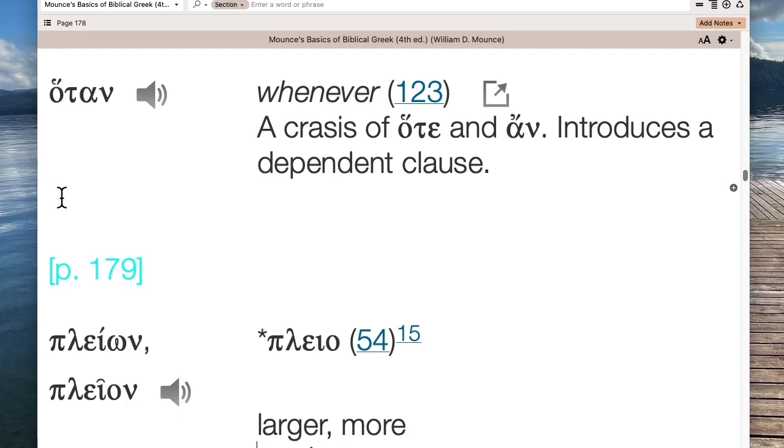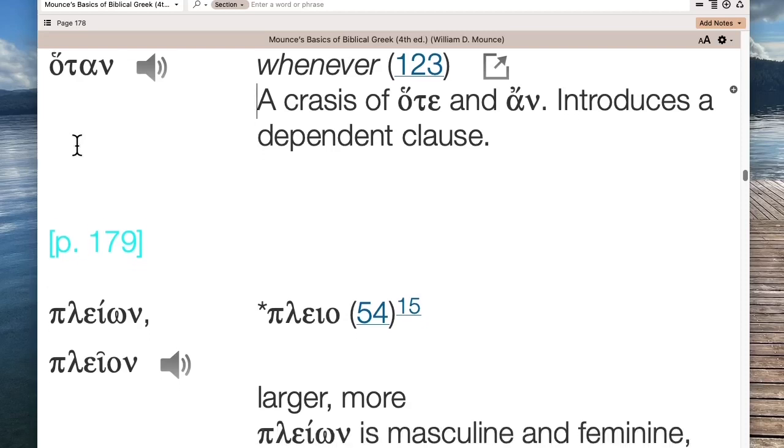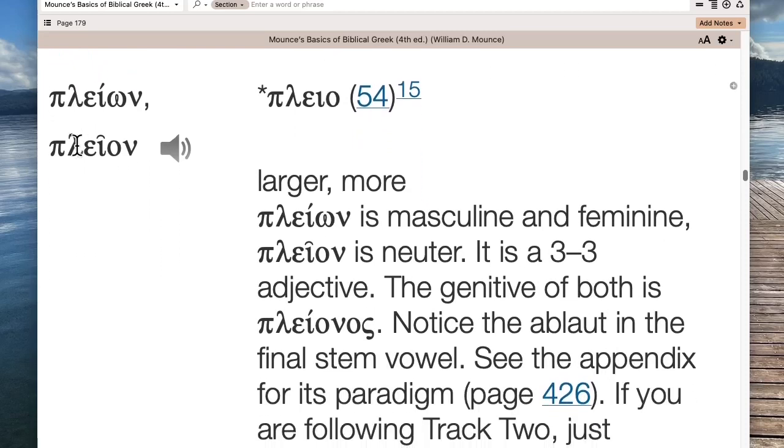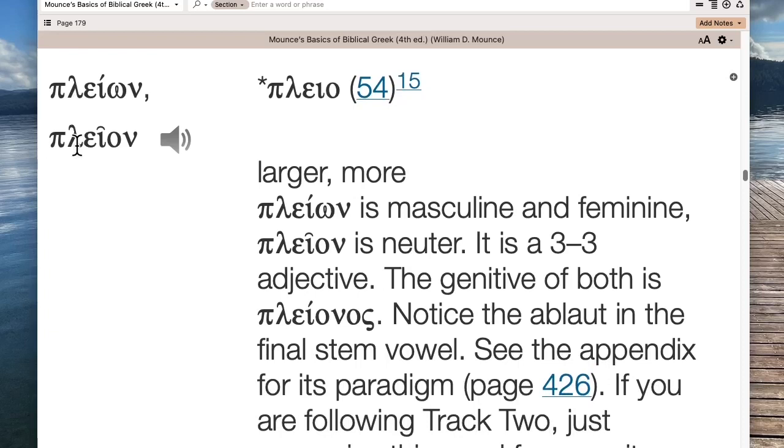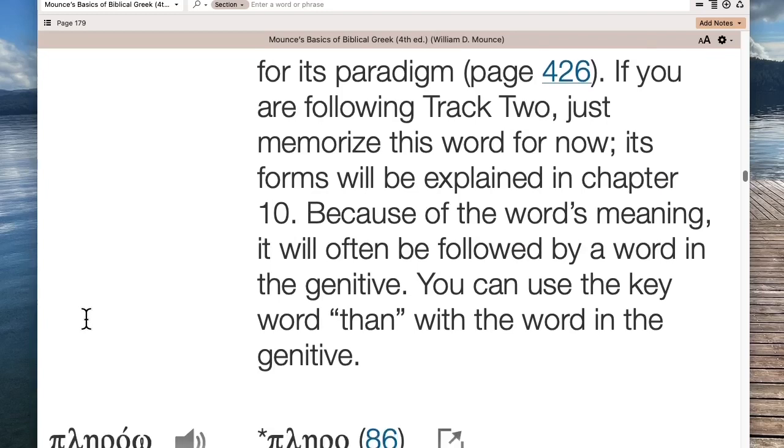Hotan means whenever. It's a combination of hate and an. It introduces a dependent clause. Hotan, like whenever. Next we have pleon. Notice it's a 3-3 adjective. So it's third declension in both cases. The pleon with the omega is both masculine and feminine. Pleon with the omicron is neuter, means larger or more.